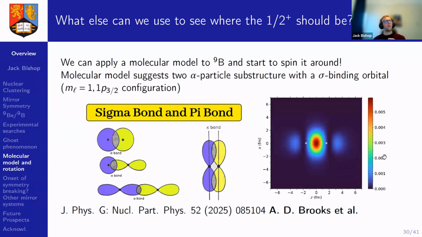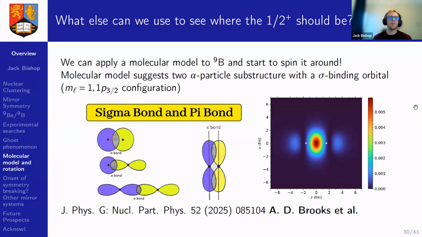So what we can do is think about building a very simple model of Boron-9. So as I said before, what we have is a system where we've got our beryllium-8 nucleus. So we've just got two alpha particles touching each other. And then what we're doing is adding a proton into that and thinking about that proton whizzing around the center.